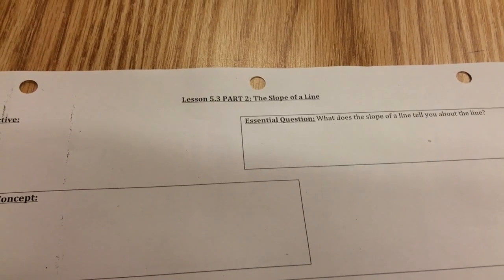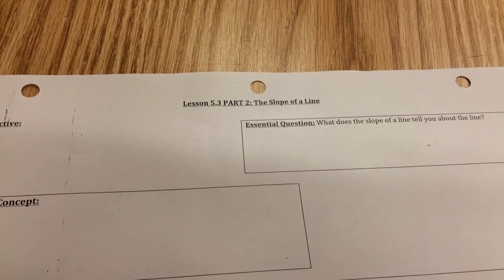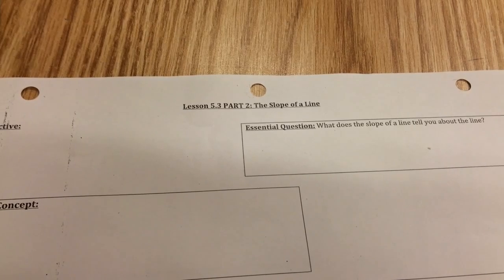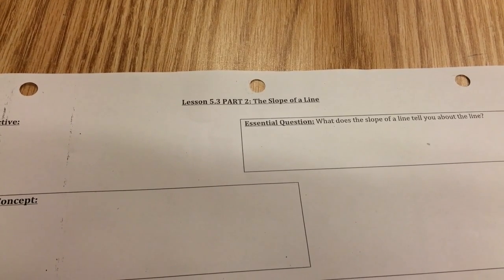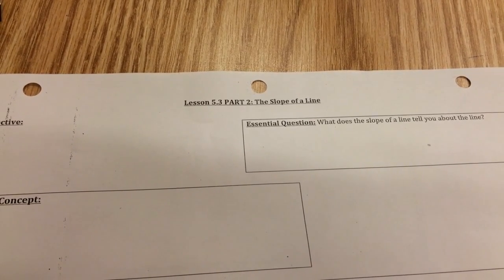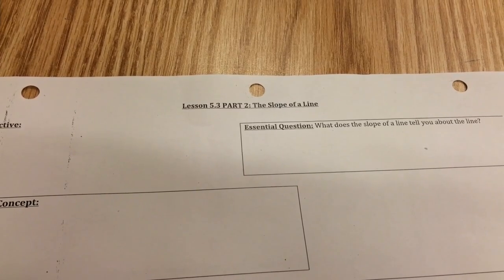Today we are going to be doing lesson 5.3 part 2, the slope of a line. Remember yesterday we learned how to find the slope of a line if we had a graph and we just found the rise over the run between the 2 points.